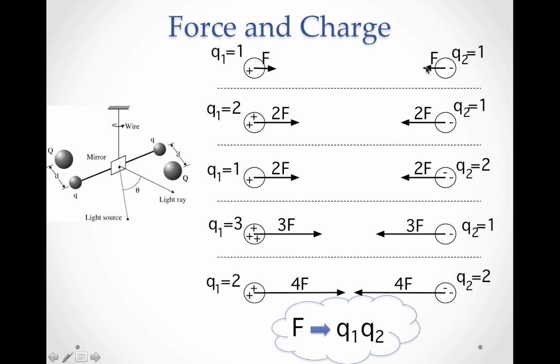So what we can derive from all of this is if we just simply take the relative charge on both and multiply them, 1 times 1 is a force of 1, 2 times 1 doubles the force, and so forth. 2 times 2 quadruples the force. We get this force and charge relationship. So Coulomb's law says that force is directly proportional to the product of the two charges on the objects.